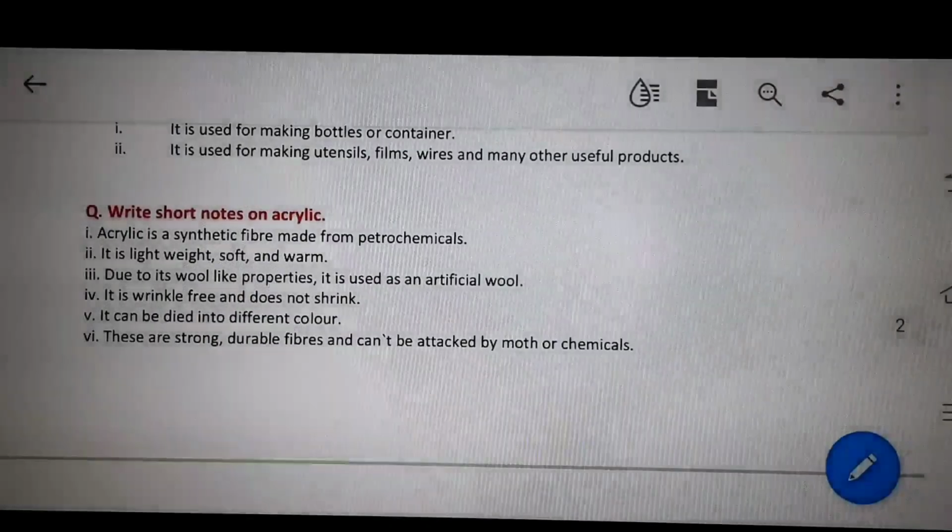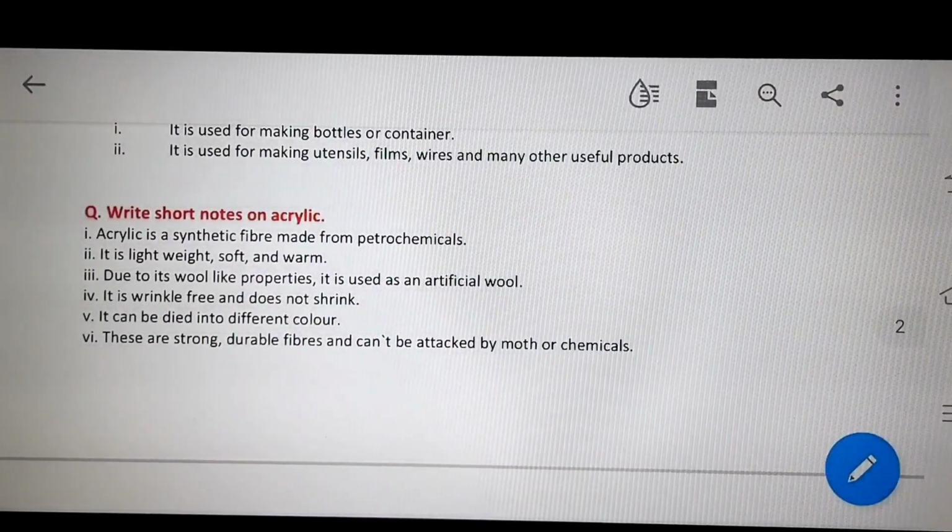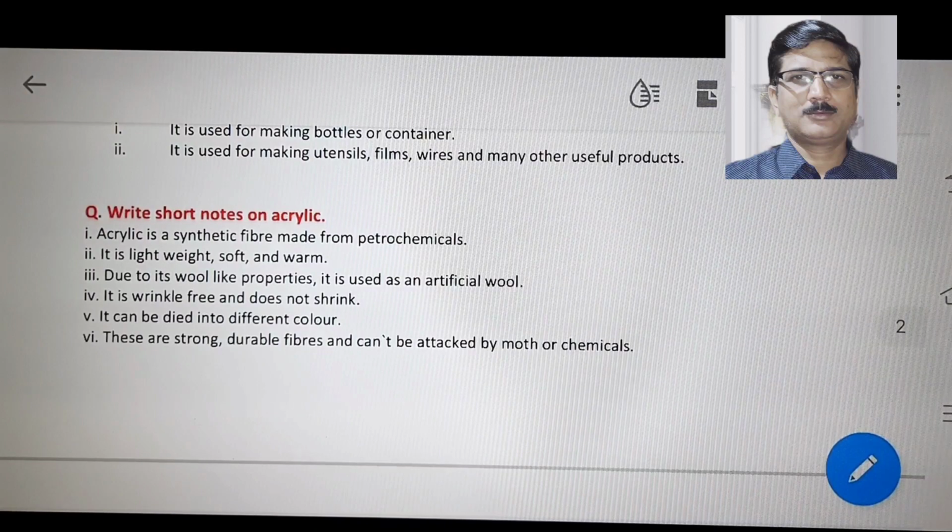These qualities of the acrylic fiber resemble wool. Due to its wool-like properties, the acrylic is used as an artificial wool. It is very soft and provides warmth to our body. That's why it is used as artificial wool. Look at the screen.